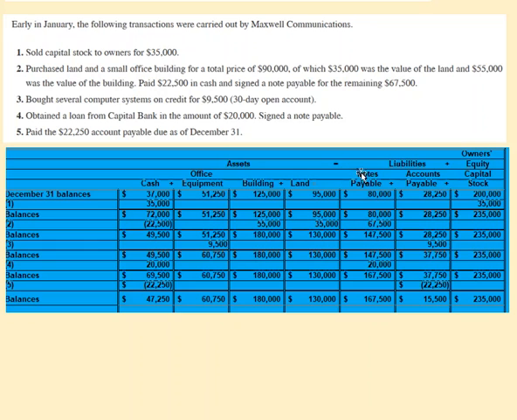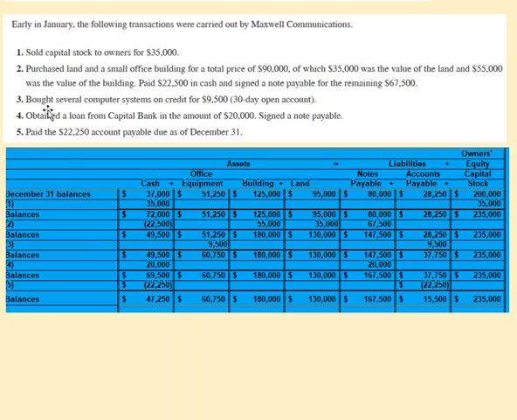Additionally, on the other side of the equation, we now have a liability. We now owe $67,500 on that note payable. So that account increases. At this point, we can recompute our balances, okay? And again, we just take the prior balance and adjust for any change that occurred on that transaction. Okay, we do that all the way across.